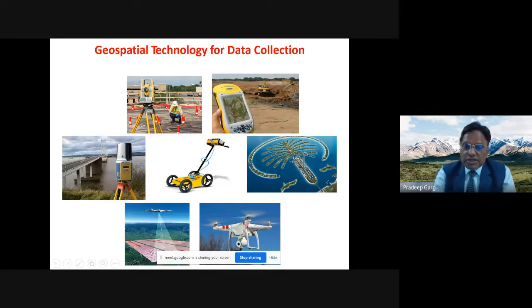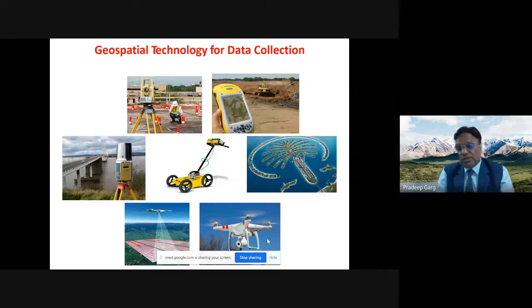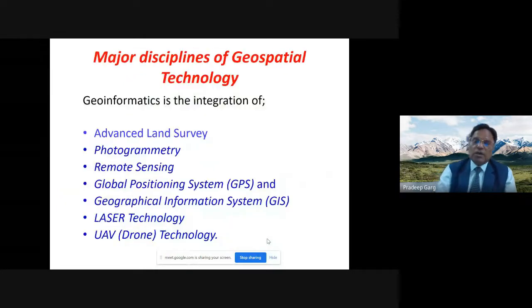The latest innovation, the last slide, is about drone technology. We call it the unmanned aerial vehicle. The technical term is unmanned aerial vehicle, UAV, but popularly it is known as a drone. So now, after the COVID pandemic, everybody knows what a drone is and how it can be used for common facilities also. So we are using this for collecting data of the ground.